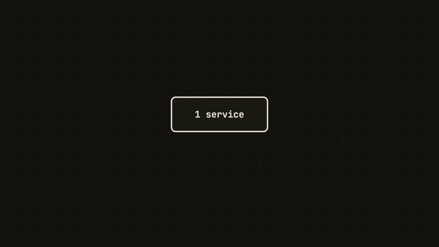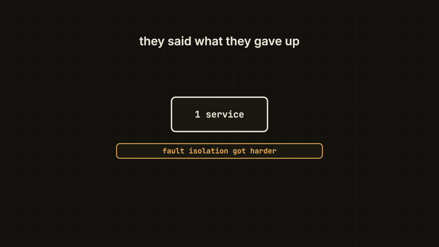So they merged it all back into one service. And here is the part I want to be fair about. Because they were honest, and a lot of retellings are not. They say plainly what they gave up. Fault isolation got harder. One bad destination can now crash the service for everybody.